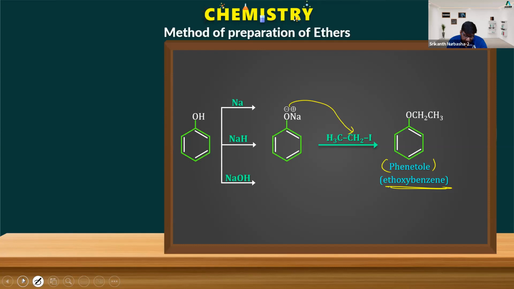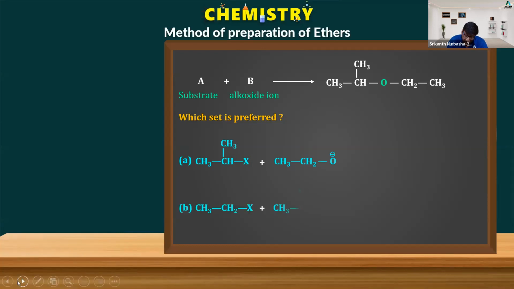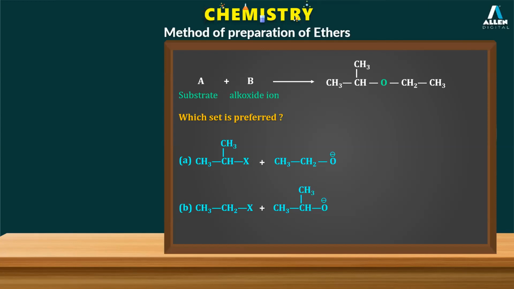Same reaction, SN2 attack is going to happen. A plus B, A is a substrate, B is an alkoxide. We are generating the respective ether in this fashion. And which set is preferred? CH3CH3X plus CH3CH2O minus, or CH3CH2X plus CH3CH3O minus. Which set is preferred? B.